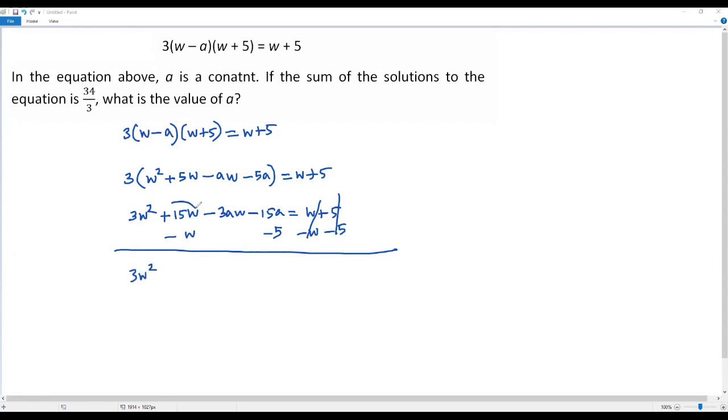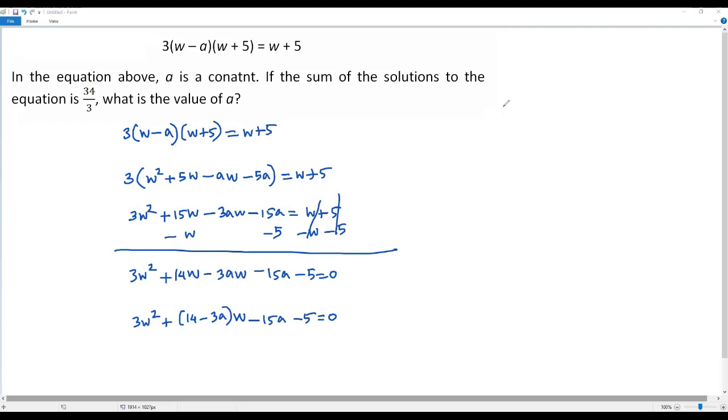3w squared. When I combine positive 15w and negative 1w, I am getting positive 14w, negative 3aw, negative 15a, negative 5 equals 0. Okay, 3w squared. We can factor w from these two terms. Then we get (14 − 3a) times w, negative 15a, negative 5 equals 0. Here we got a quadratic equation in standard form.